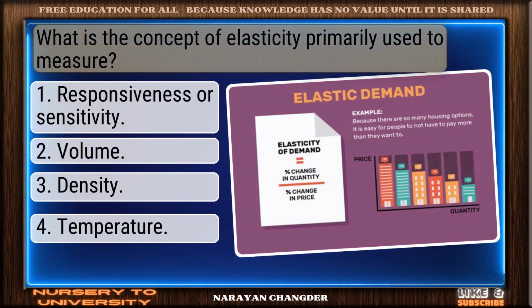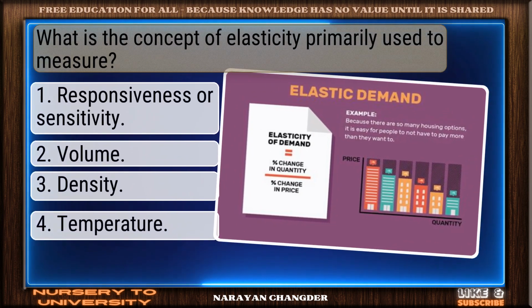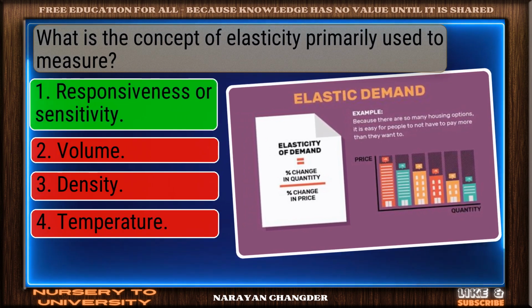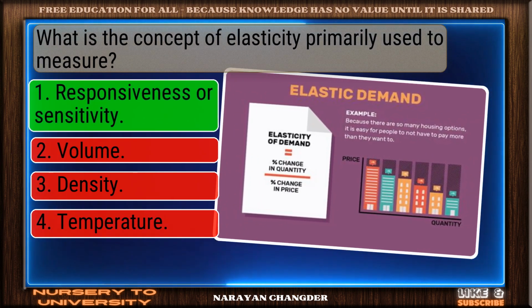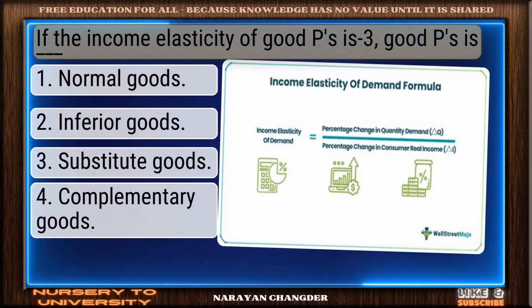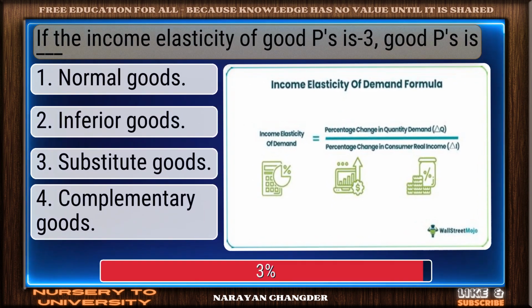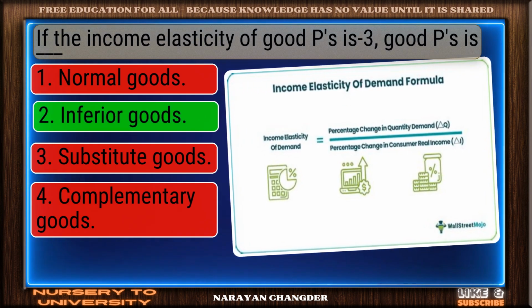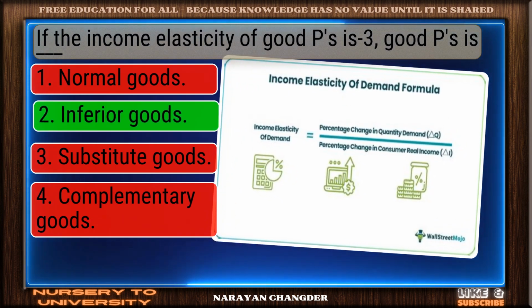What is the concept of elasticity primarily used to measure? Perfect. Responsiveness or sensitivity is the correct choice. If the income elasticity of good P is 3, good P is dash. Excellent. Inferior goods is a brilliant choice.